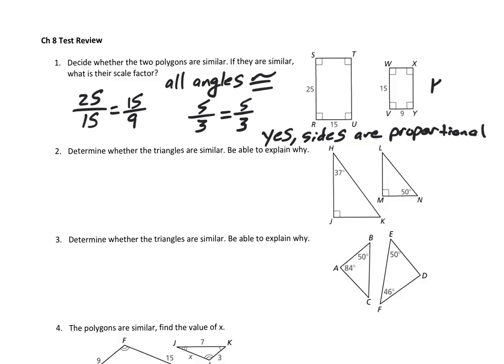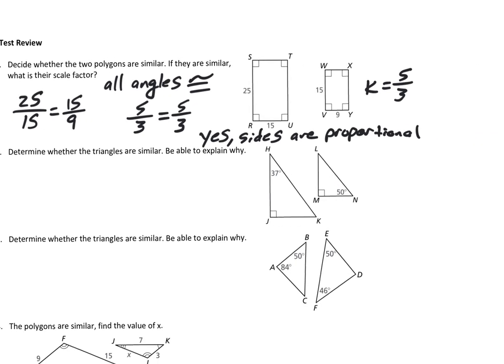And my scale factor, we always use the letter K for the scale factor. If I happen to go the other direction, you could either say 5 over 3 or 3 over 5. I'm okay with either one. Okay. And that's what we would use for our scale factor.